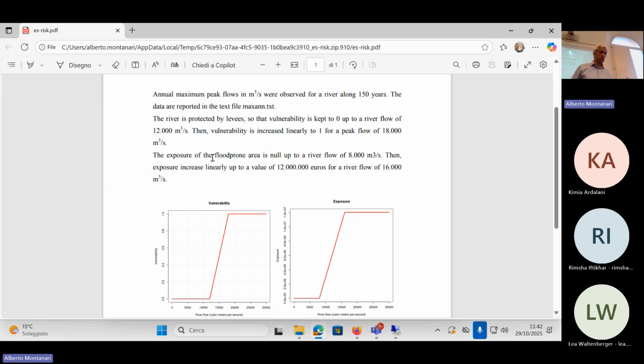And then there is the exposure. So the exposure is, again, varying linearly. The exposure is null up to a river flow of 8,000. And then there is a linear increase up to a value of 12 million euros for a river flow of 16,000. Is this clear? So it's very simple.